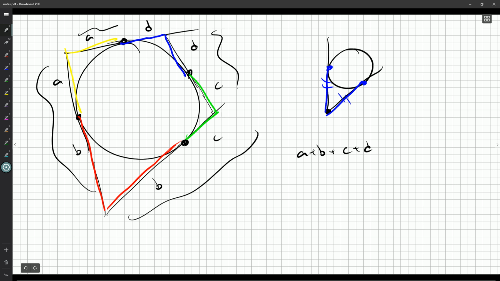What's the sum of these two sides? So they still have a yellow, a blue, a red, and a green. It's still going to be an A, a B, a C, and a D. So if I have an incircle, I can confidently say, thanks to my circle properties, that opposite sides must add up to the same amount.